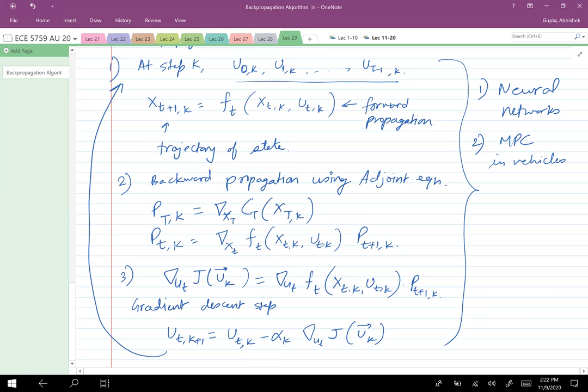It could be at what time the spark should happen in the engine. It could be about controlling the noise and vibrations in the engine and so on. Many of those algorithms use this sort of backpropagation algorithm to compute what the optimal sequence of actions should be. And then those sequences of actions are executed by the engine over time.